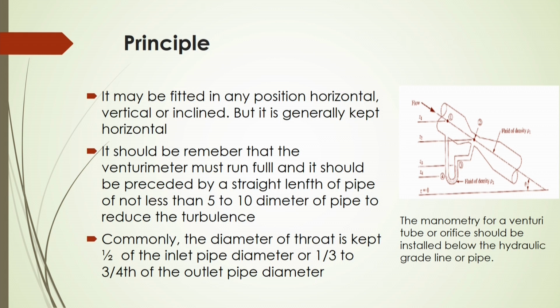It should be remembered that the Venturi meter must run full, and it should be preceded by a straight length of pipe of not less than 5 to 10 pipe diameters to reduce the turbulence.